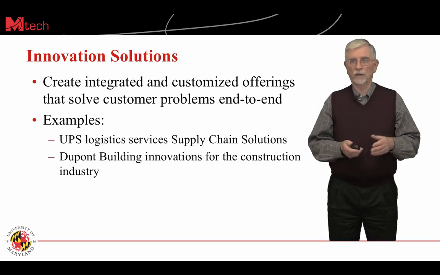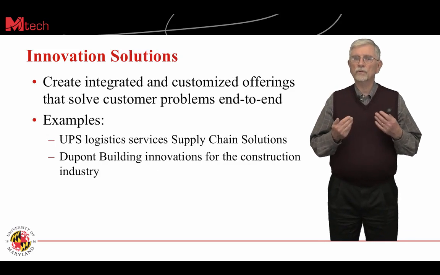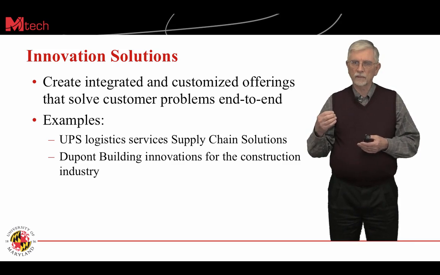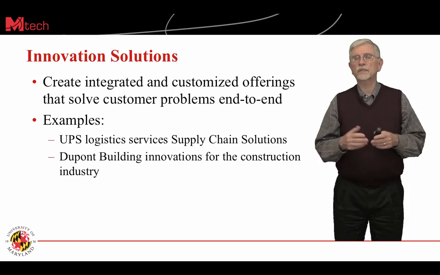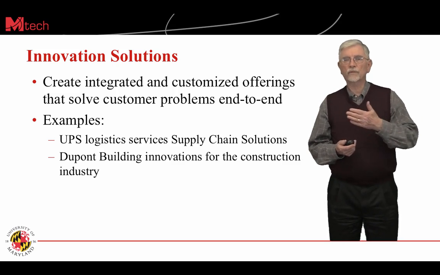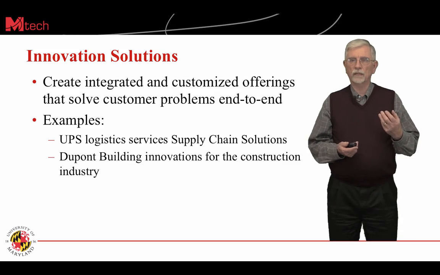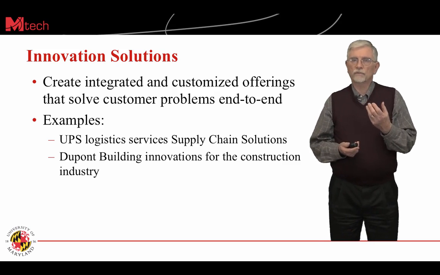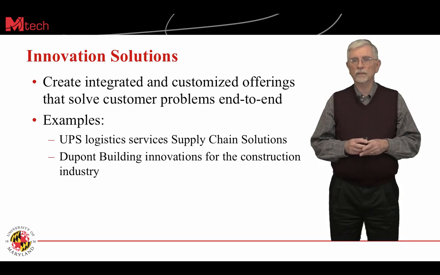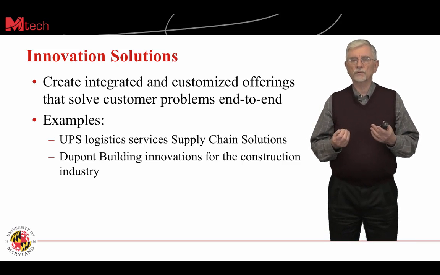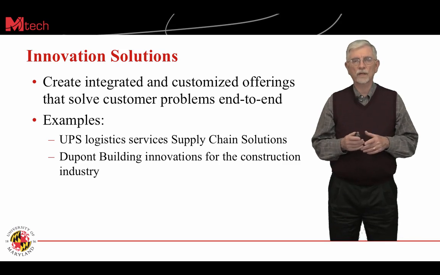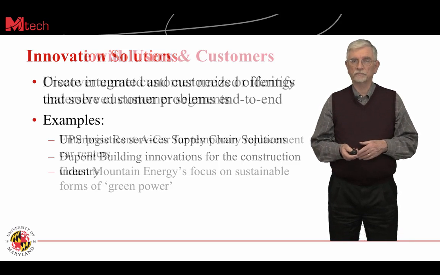So they did something entirely different with the same platform. Innovative solutions is a third way. And here you create integrated and customized offerings to solve customer problems end to end. So they're very complete. Some examples of that are the UPS Logistics Services supply chain solutions. They're offering a complete supply chain solution. They, in effect, could have a firm actually outsource all of its supply chain functions to UPS. Similarly, the DuPont Corporation had building innovations for the construction industries, and this was a very packaged solution based on its strength and its platform and knowledge of chemistry.